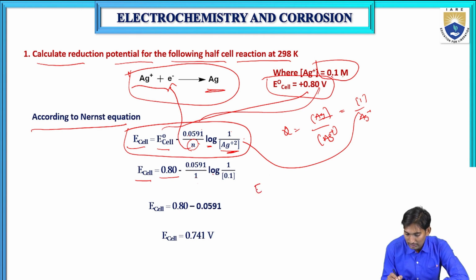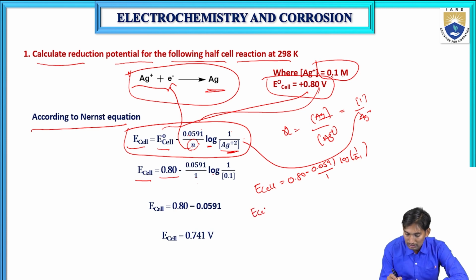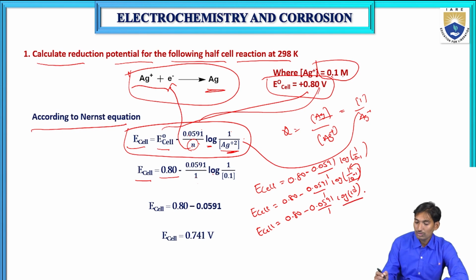Then the equation is E cell equal to 0.80 minus 0.0591 by 1 log of 1 by 0.1. We can write 0.1 as 10 to the power of minus 1. So E cell equal to 0.80 minus 0.0591 divided by 1 log of 1 by 10 to the power of minus 1. If this 10 to the power of minus 1 goes to the numerator, then minus 1 becomes plus 1. So E cell equal to 0.80 minus 0.0591 divided by 1 log of 10 to the power of 1. Already we know log 10 equals 1.